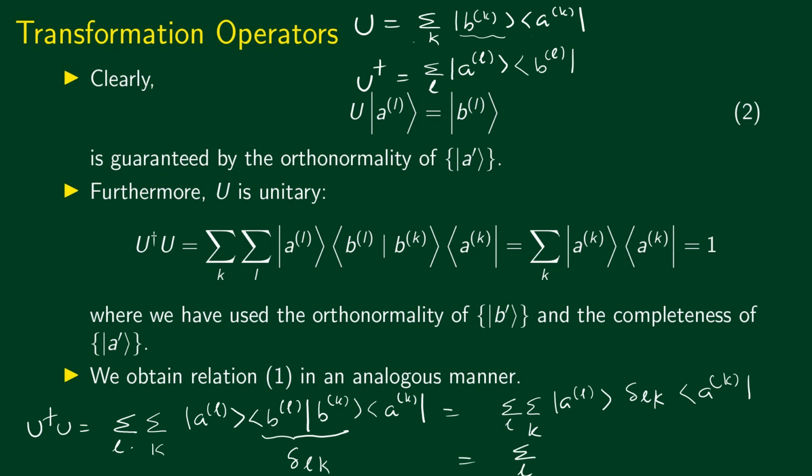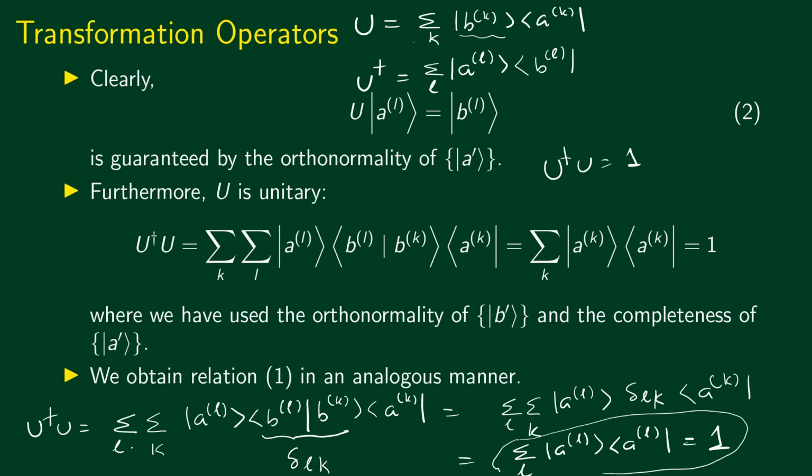So this is sum over L, ket AL, bra AL, because in the whole summation, the only term that survived was the one for which K was equal to L. Now, by the completeness relation, this is equal to the identity operator. We said that we are talking about an orthonormal set of base kets which obeys orthonormality and completeness relations, which is an orthonormal set as well as complete. We have shown that U dagger U is equal to the identity operator.